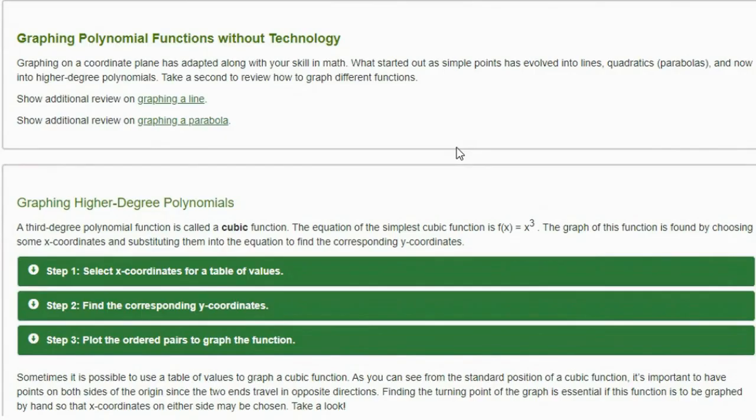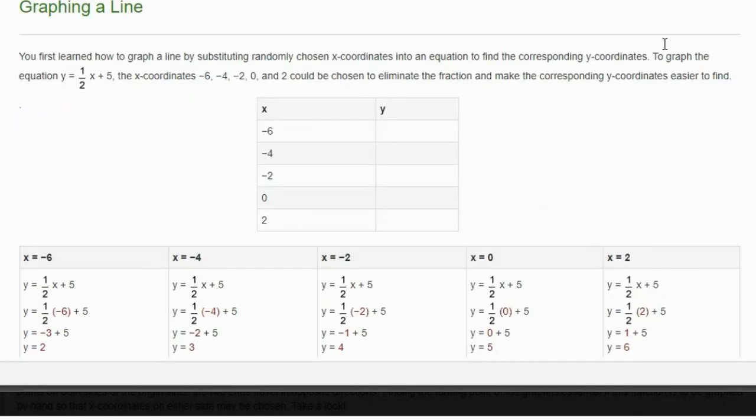Then we graphed quadratics, making parabolas. And even now we do some kind of weird W-shaped things and other weird things. So let's review how to graph different functions, like graphing a line. We had an equation like 1/2 x plus 5. We had something like that.